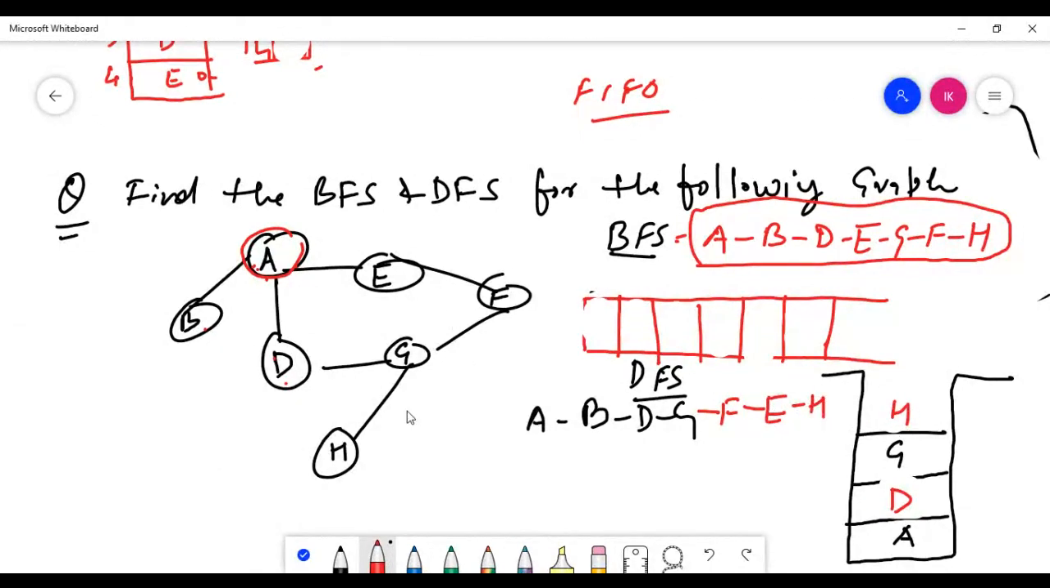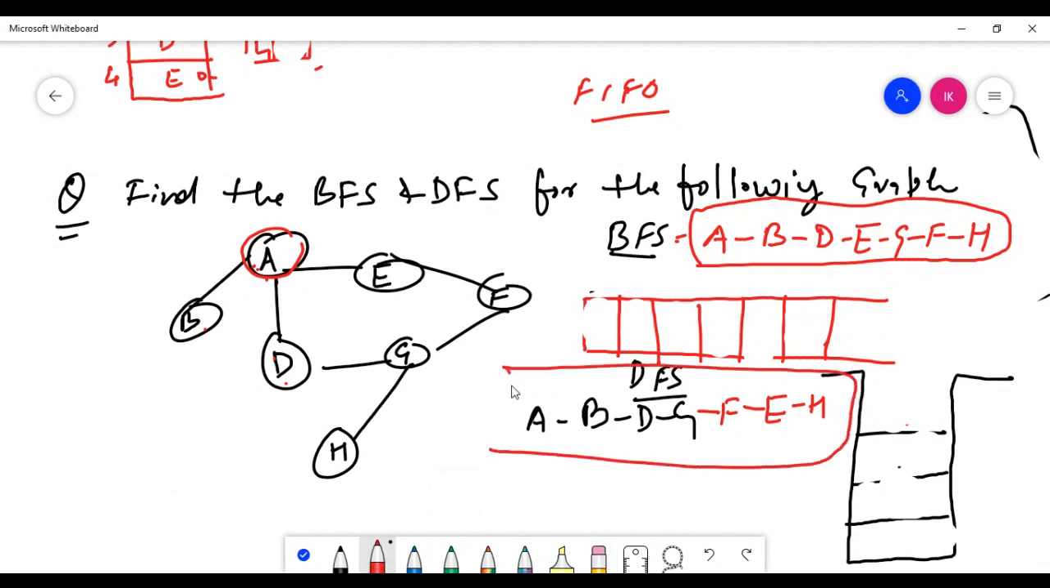H in. H adjacent is G. H is already finished. Remove H. G finished. D adjacent is G. That is also finished. A adjacent is already finished. You can see this is our answer: A, B, D, G, F, E, H. This is our answer. Understand? You must practice.